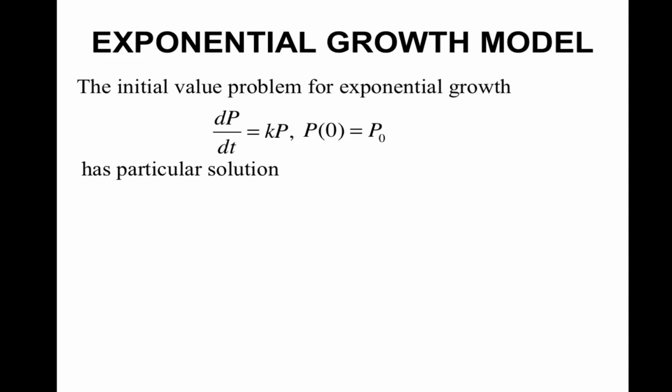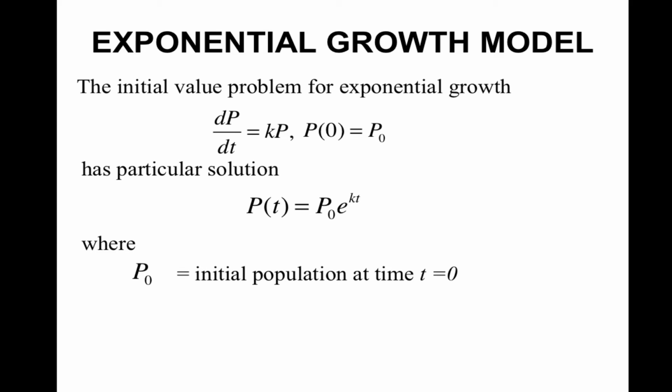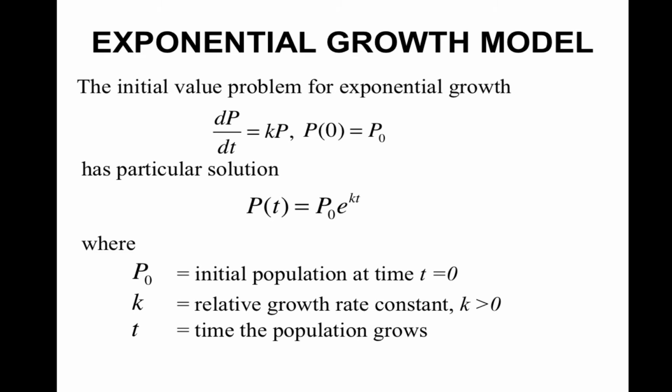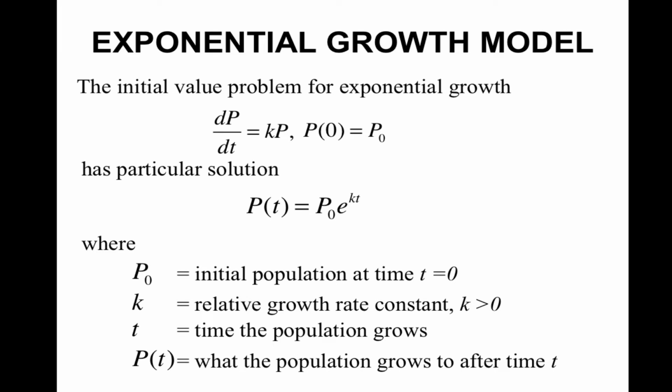So now this leads into our exponential growth model. The initial value problem for exponential growth is given by dP/dt equals kP, where P of 0 equals P naught. This is what we just did. It has a particular solution of P of t equals P naught times e to the kt, where P naught is the initial population at t equals 0, k is the relative growth rate constant, and since it's a growth rate, that means k will be greater than 0. t, of course, equals the time that the population grows. And P of t is what the population grows to after time t.